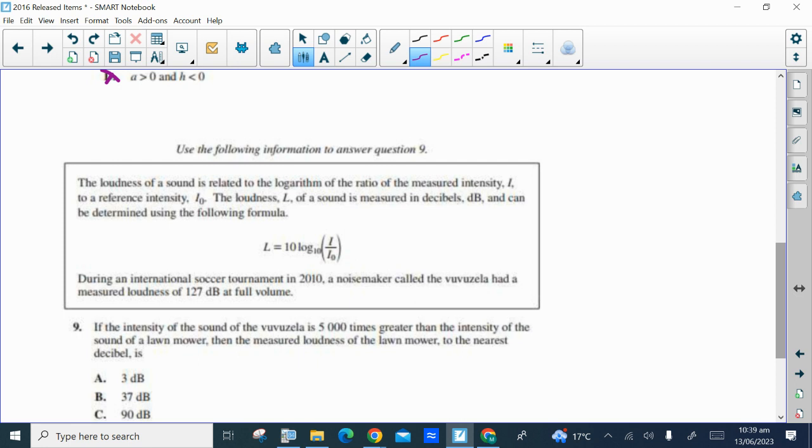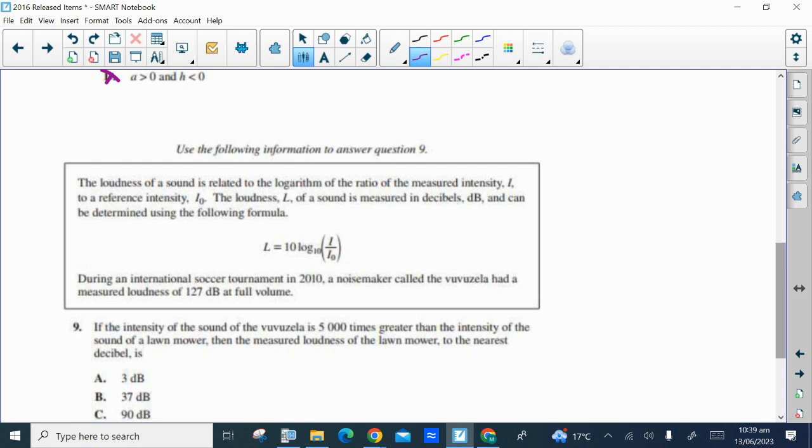Anyone know how to pronounce that? Vuvuzela? I think that's what it is. Yeah, if you ever watched the soccer World Cup, the fans all have them, and it sounds like mosquitoes. Like everyone's blowing on these things, and it sounds like mosquitoes. Like the whole stadium. It's crazy.